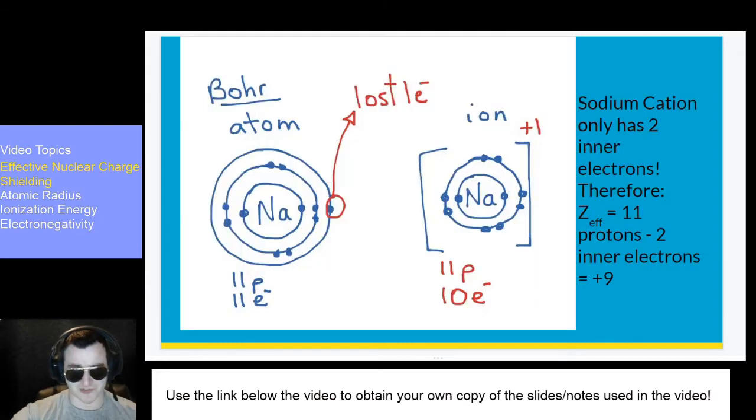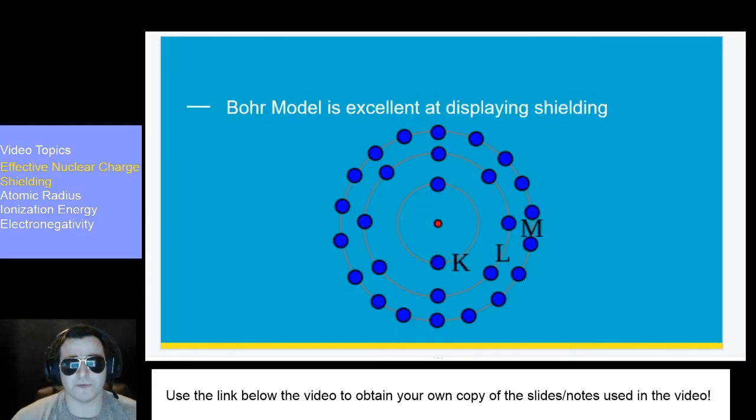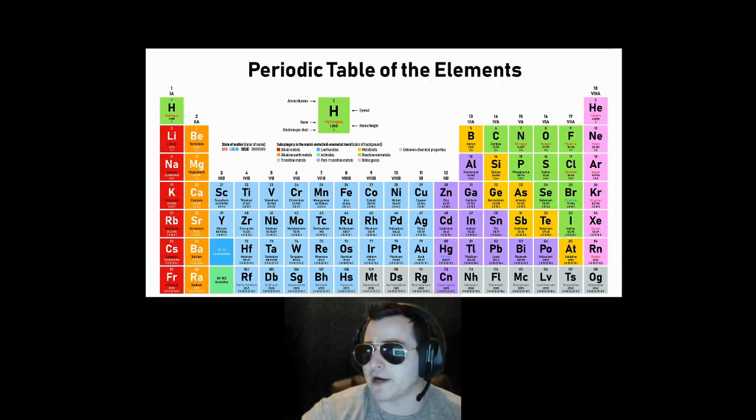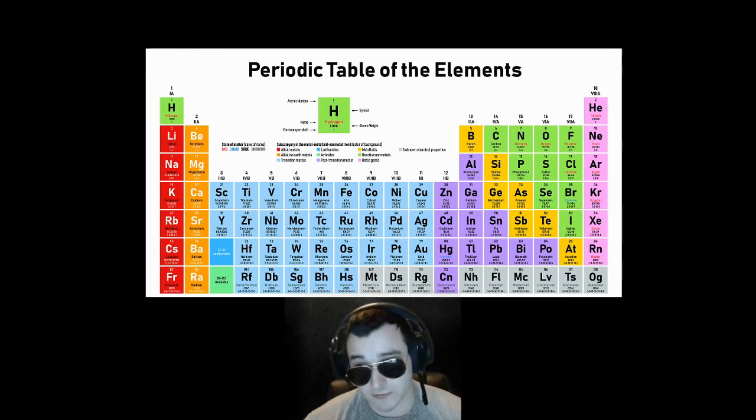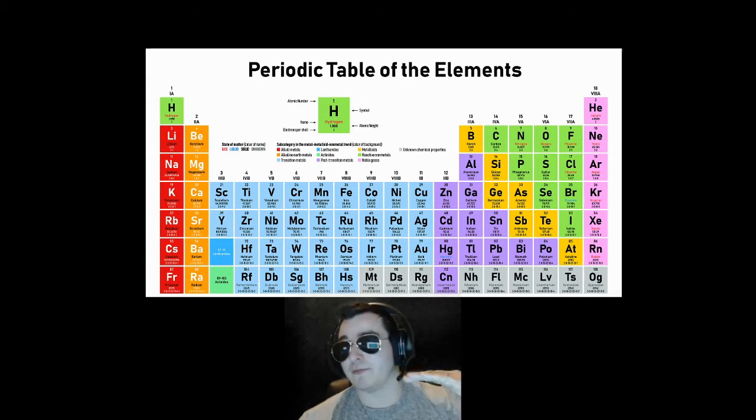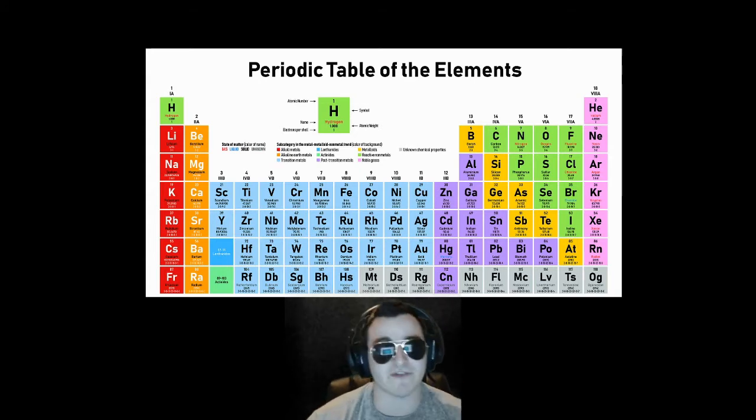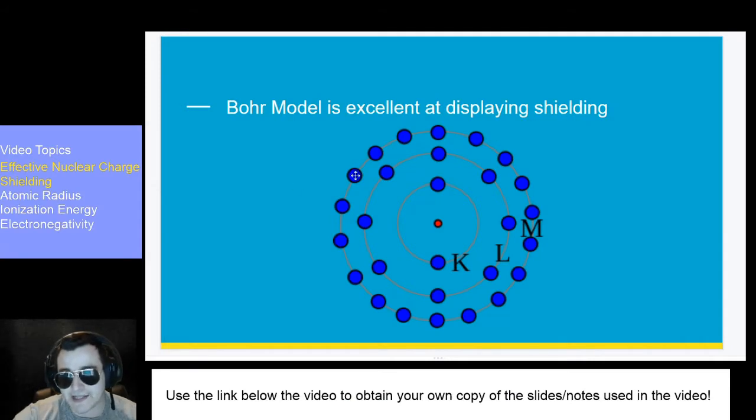Now let's get the visual of shielding a little bit further. So remember what we said, every time we go down a row on the periodic table, we're adding another ring of electrons. So for example, the neutral sodium atom has 3 rings of electrons. Therefore, potassium would have 4, rubidium 5, cesium 6, francium 7. Well, if we look at this picture, this Bohr model of whatever atom we're looking at here, it doesn't actually matter. All of these electrons swimming around in the cloud are all negatively charged.